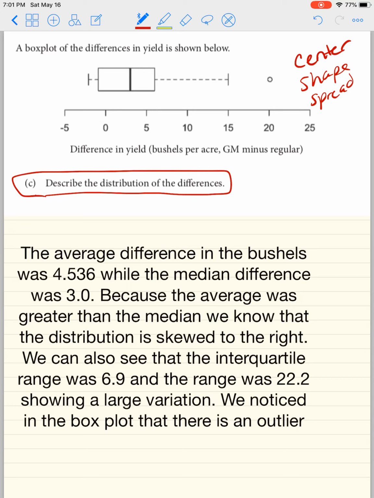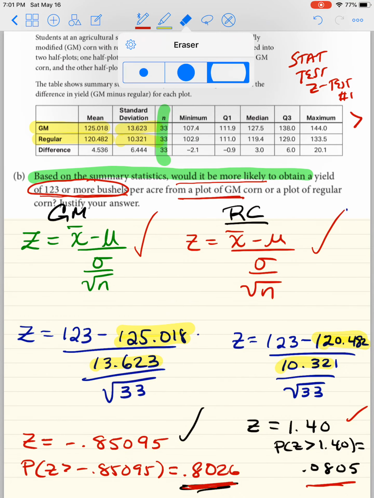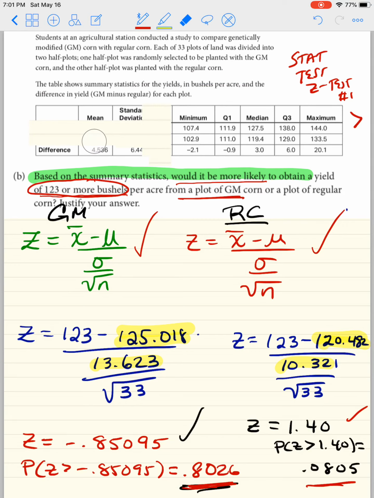The average, so describe the difference of the distribution. So the average difference in the bushels was 4.536, while the median difference was 3.0. I just went here and I'm only looking, let me get rid of this. I'm only looking at this part right here, okay? Because you're talking about the difference.